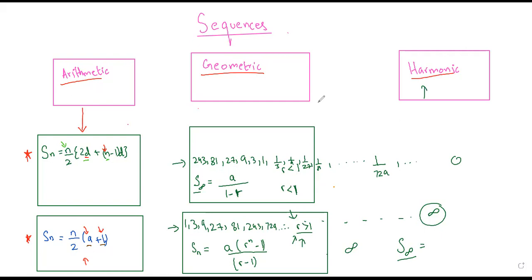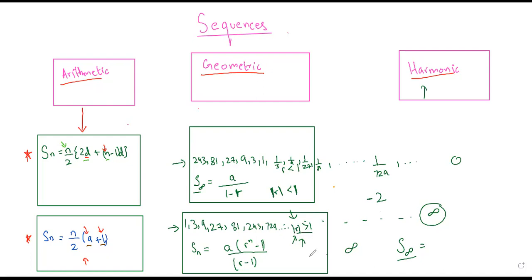So, ma'am, r should be less than 1 if we have to find the total sum till infinity, right? Yes. Let me just rewrite this. It should be, since r could be negative as well, right? So we only talk about |r|, okay? Be specific about it. Even if it is minus 2, it would still be greater than 1 because we talk about |r|, okay?